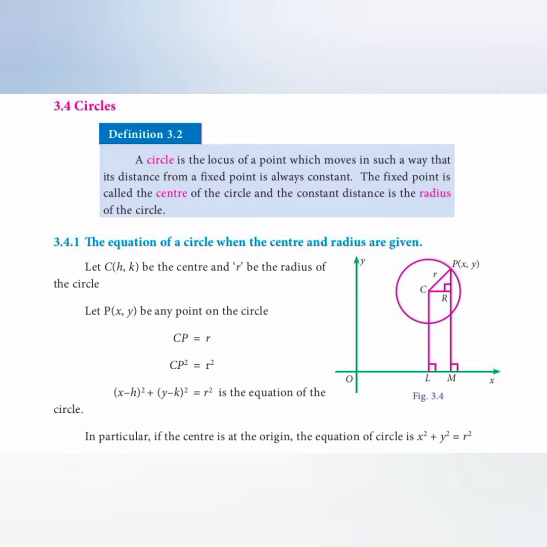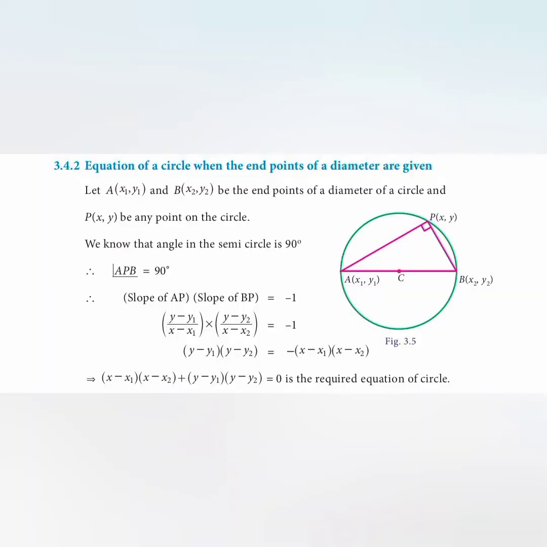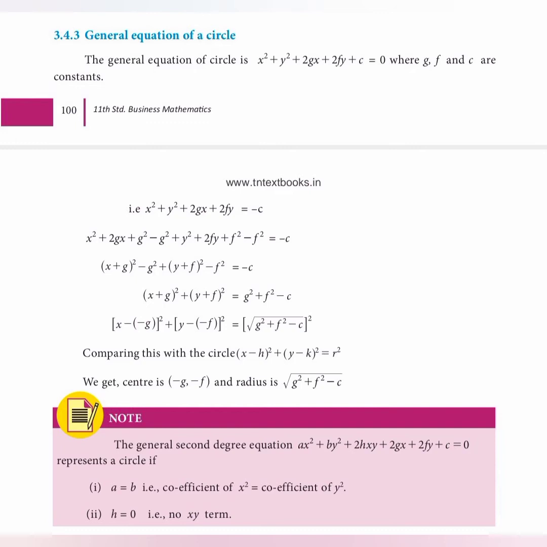Suppose the center is at the origin, then the equation of a circle is x² + y² = r². When the end points of the diameter are given, (x - x1)(x - x2) + (y - y1)(y - y2) = 0 will be the required equation. And this is the general equation of the circle, x² + y² + 2gx + 2fy + c = 0, where g, f and c are constants.